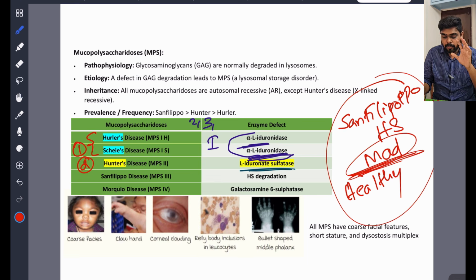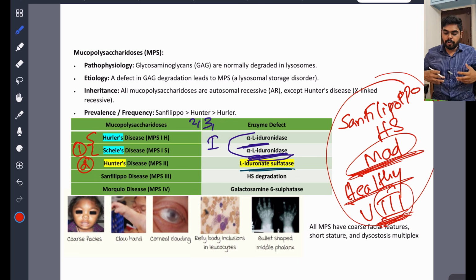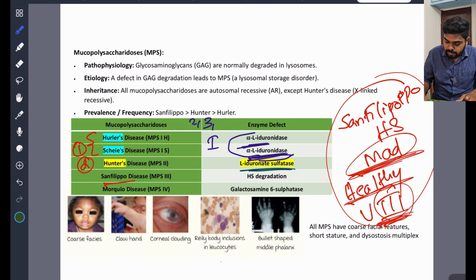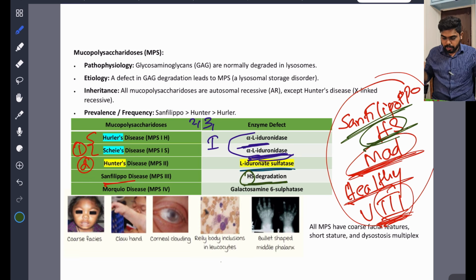Sanfilippo is studying in 8th class, 3 is high school. So this 3 is coming here. In the 8th class, he is healthy, there is no visceromegaly, organomegaly, but he is mad, mental retardation is present. So that is Sanfilippo, and he is high school. I had written his high school as HS, that is heparin sulfate degradation. So HS degradation defect. This 3 is coming as MPS 3.